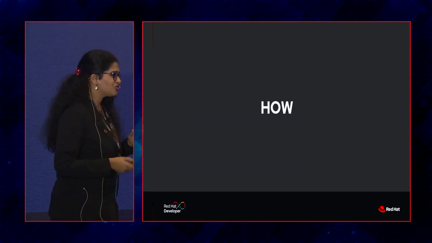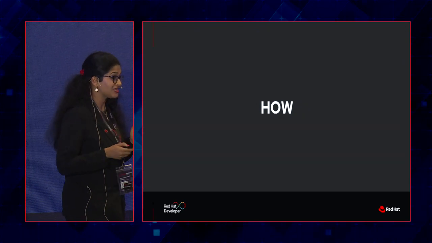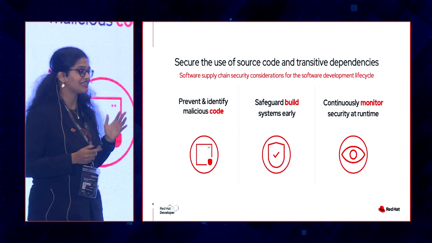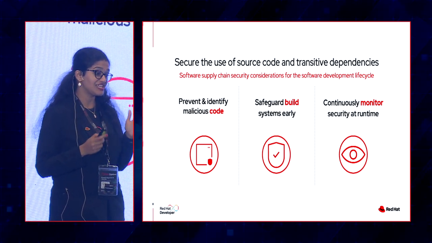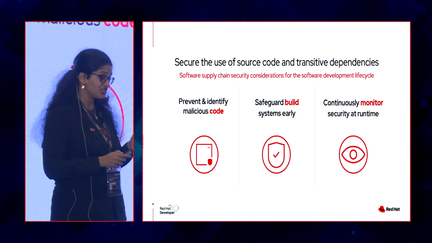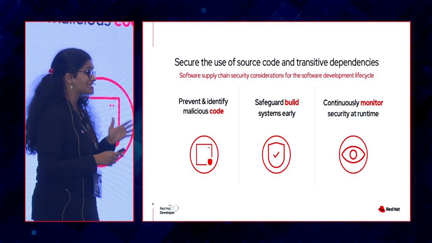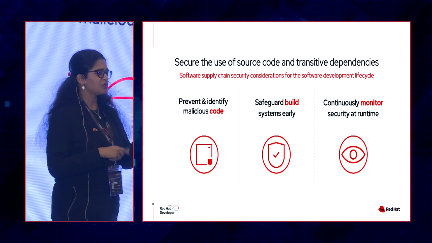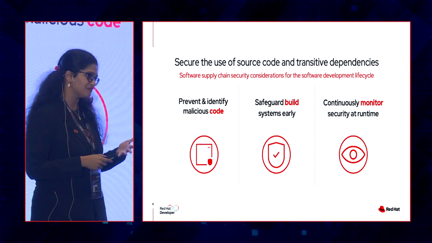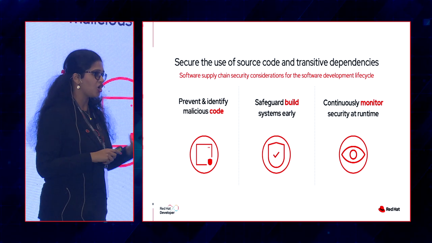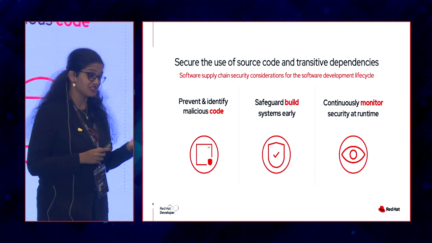So how do we really achieve or make sure that our supply chain is secure? The answer is we need to make sure that each and every phase of the SDLC is secured. From the code phase, we need to make sure that malicious code is identified and prevented when a new piece of code is being inserted. We need to take care that there are no vulnerabilities introduced or any bad code inserted.